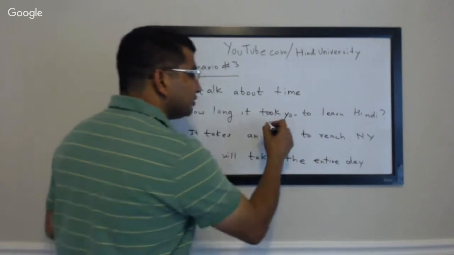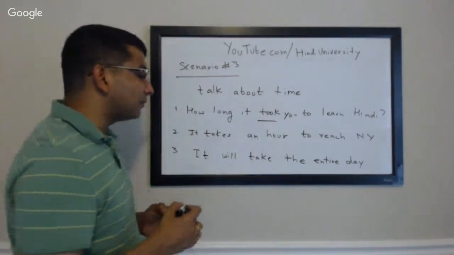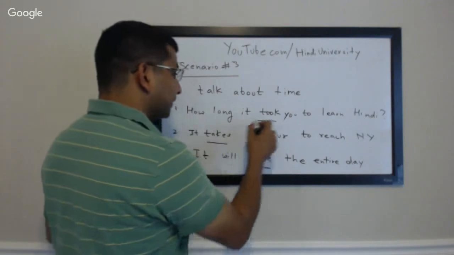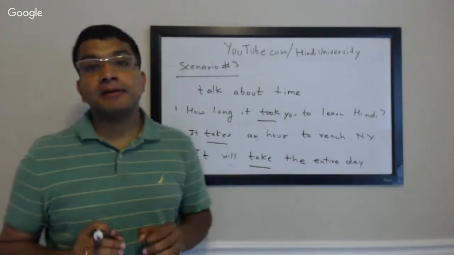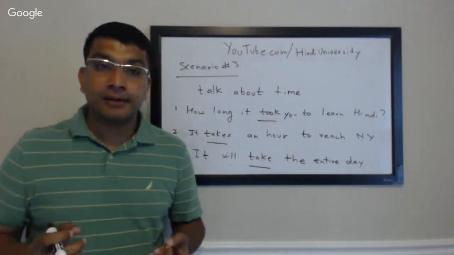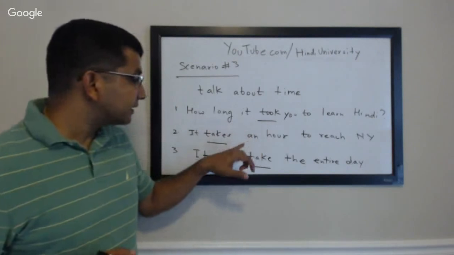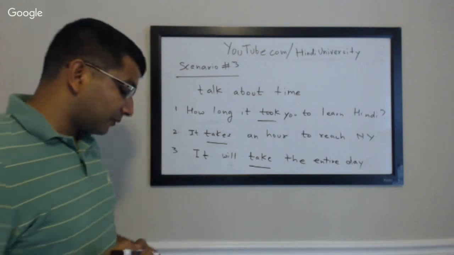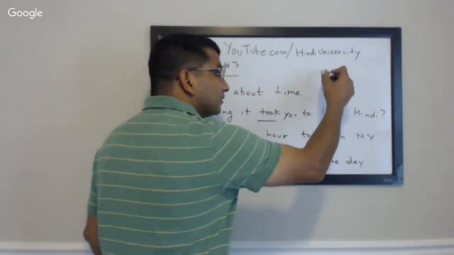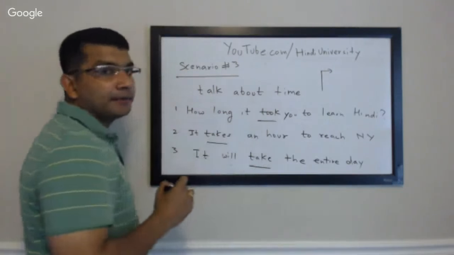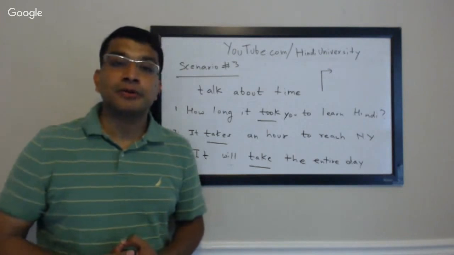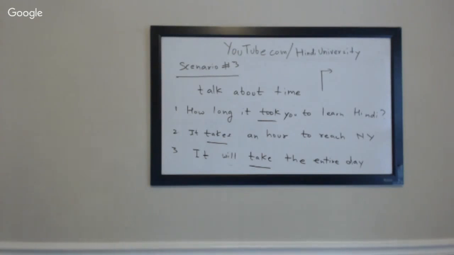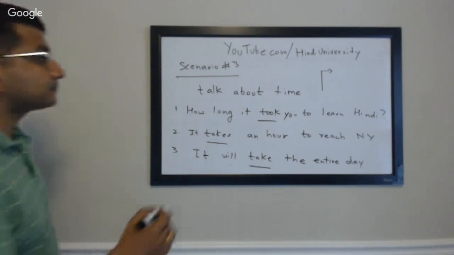The common thing is that there's a use of a variation of the verb to take. It takes, it will take, and it took. So these are nothing but different cases of the verb to take. The first one is in the past tense, the second one is in the present tense, and the third one is in the future tense. Again, in all of them, we're talking about time, to give someone estimates about how long it is going to take you to do something. So the fundamental theme is when you want to say how long it takes to do something.